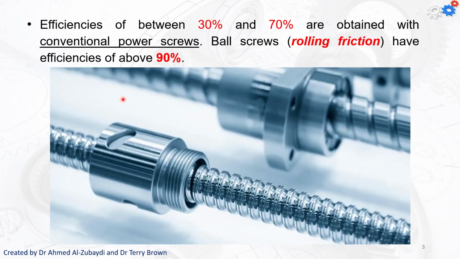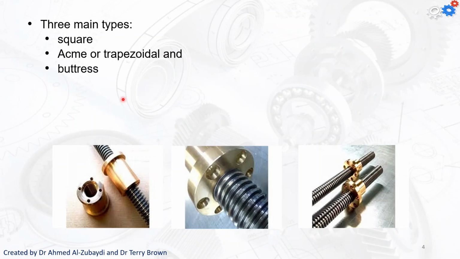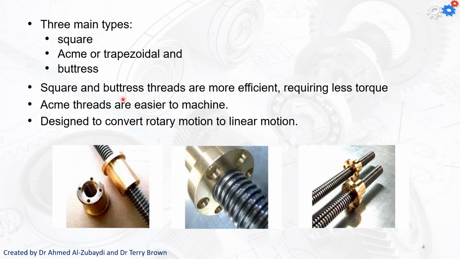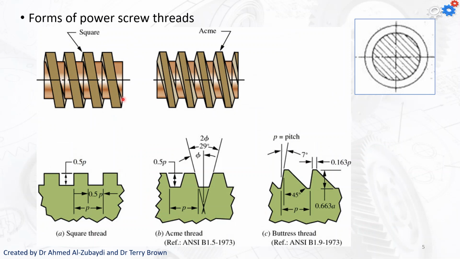All right, so just a reminder about the efficiencies: between 30 and 70% with conventional power screws, and we can improve that by using ball screws that have rolling friction rather than sliding friction, up to and even above 90% for ball screws. So three main types that we discussed previously: square, acme or trapezoidal, and buttress. Again, they have advantages and disadvantages in terms of efficiencies and torques and how easy or difficult they are to machine. Just a reminder of what the different shapes look like.